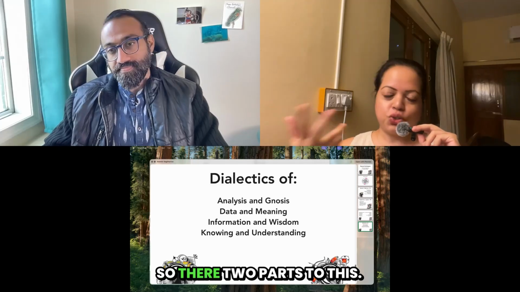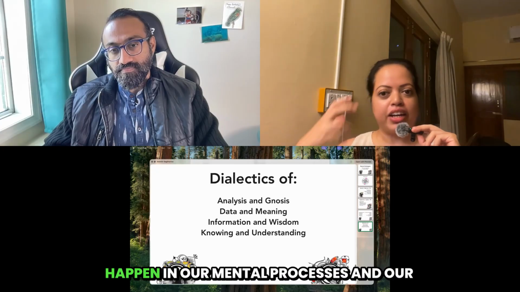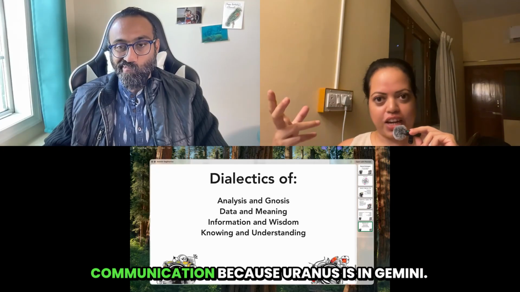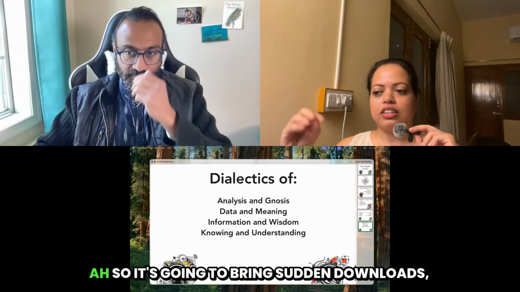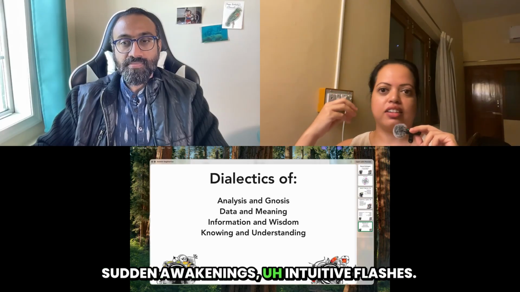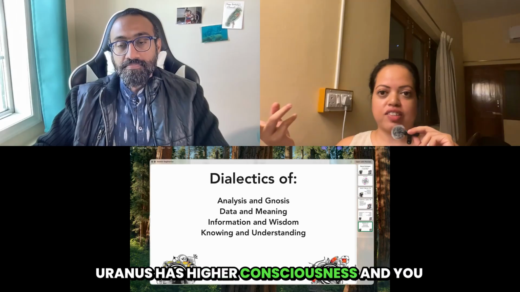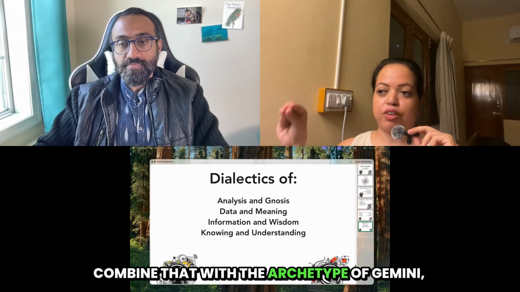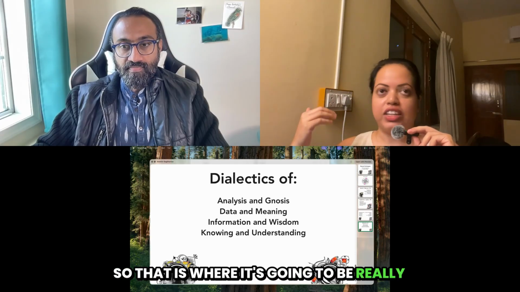So there are two parts to this. One is obviously the disruption will happen in our mental processes and our communication because Uranus is in Gemini. So it's going to bring sudden downloads, sudden awakenings, intuitive flashes. Uranus is higher consciousness, and you combine that with the archetype of Gemini, which is research, navigating reality. So that is where it's going to be really disruptive.